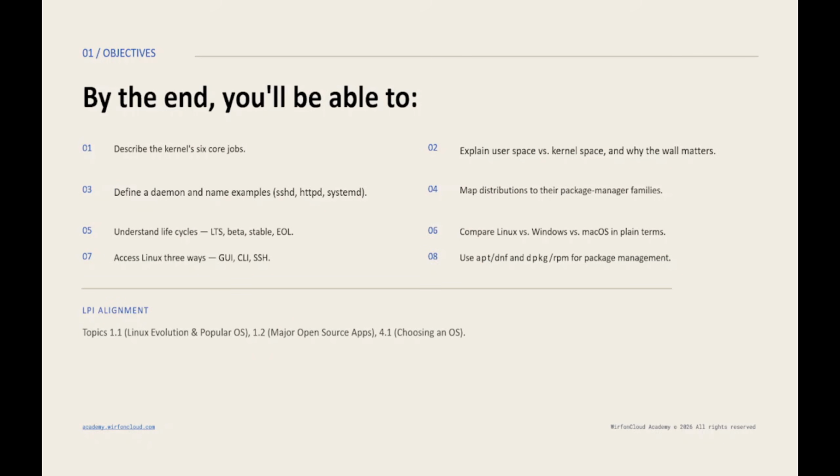Here's my promise for this module. By the end, you will be able to describe what the Linux kernel does, explain user space versus kernel space, define what a daemon is, and name examples like sshd, list the popular Linux distributions, and which package manager each one uses. You'll be able to explain release life cycles, especially LTS and EOL. You'll be able to describe the 3 ways to access a Linux system: GUI, CLI, and SSH, and use both high-level tools like apt and DNF and low-level tools like dpkg and RPM.